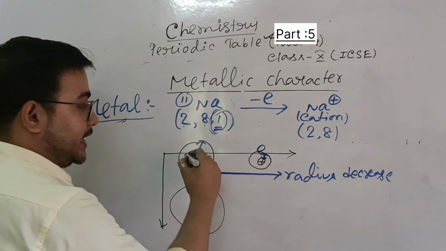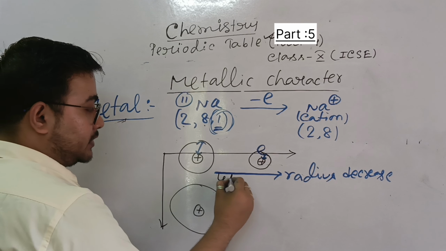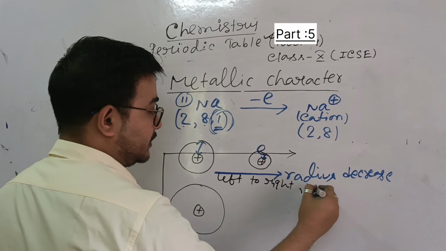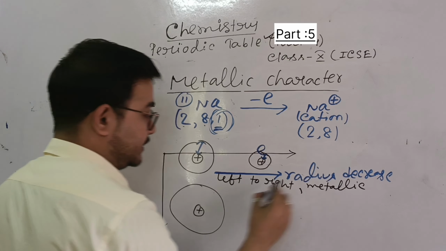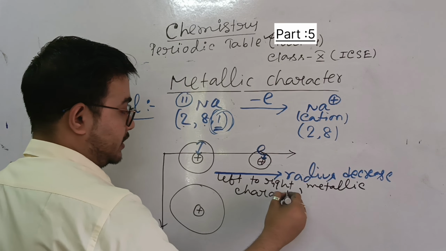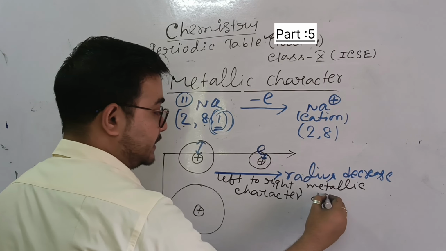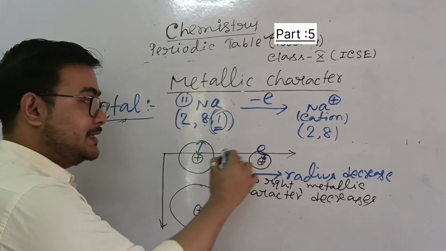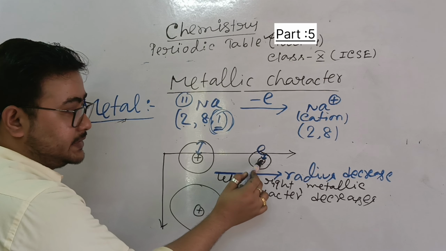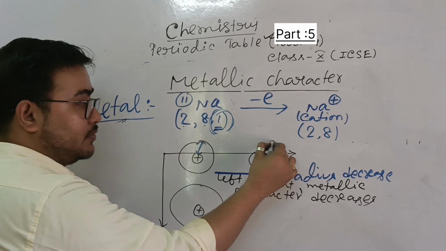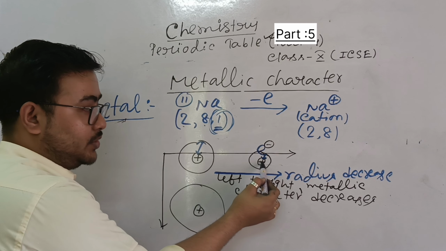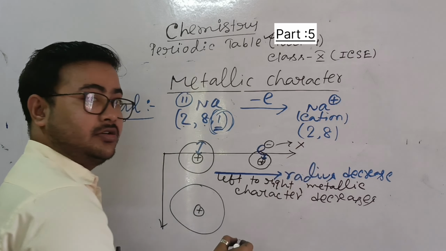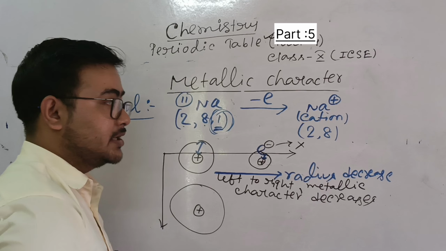So as we move left to right, metallic character decreases. Why? As you move left to right, since the radius decreases, the distance between the nucleus and the outermost electron decreases. So the nucleus attracts the electron with more force. We cannot remove this electron, so metallic character decreases. Done.